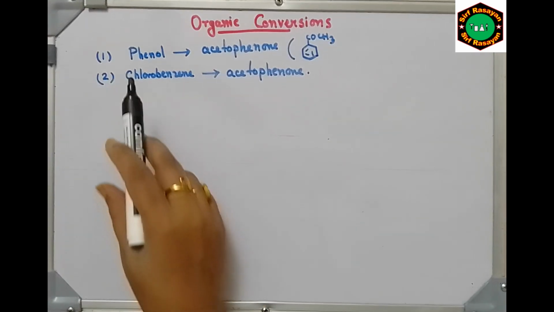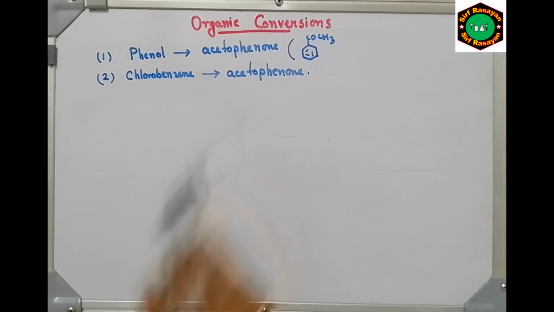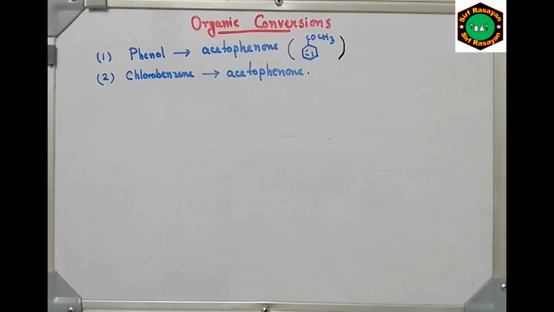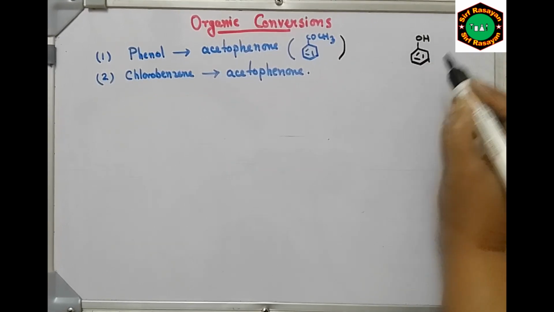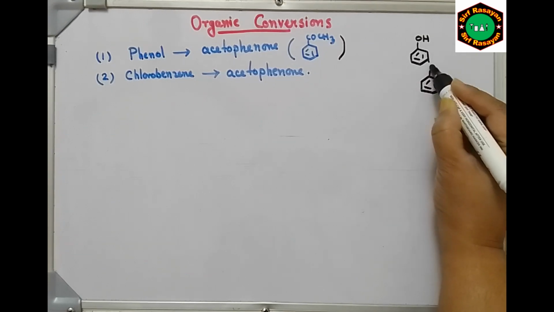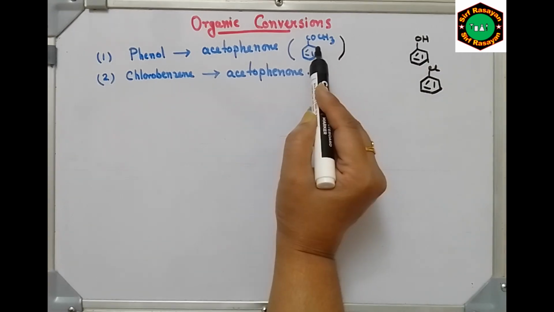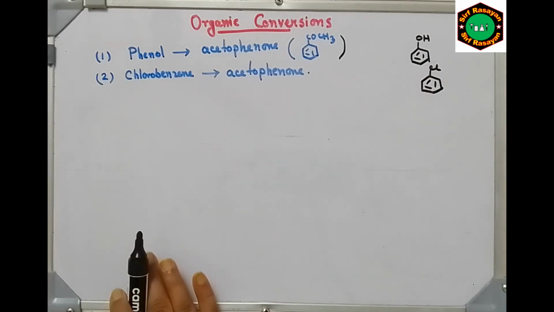First one is phenol to acetophenone. Another one is chlorobenzene to acetophenone. Now see the structure of acetophenone and think about the structure of phenol. This is phenol. Or this is chlorobenzene. In benzene, one Cl atom is there. So what we have to do? Here we have to insert two carbon atoms. Means stepping up we have to do.